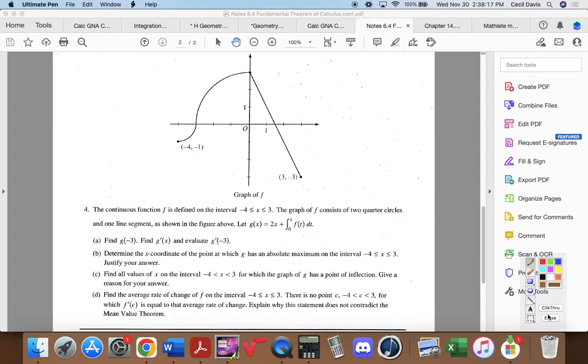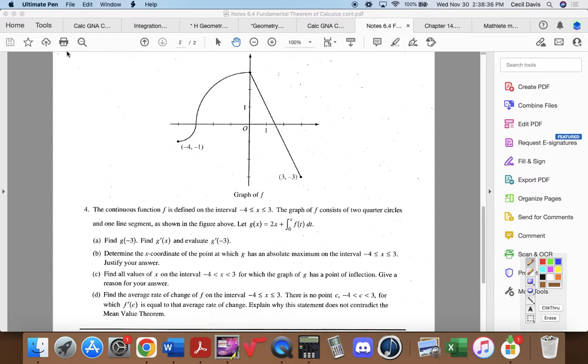All right, let's go on to part C. Find all values of x on the interval from negative 4 to 3. Notice it doesn't include the endpoints. It did that on purpose so you don't have to consider them. For which the function g has a point of inflection. Give a reason for your answer.